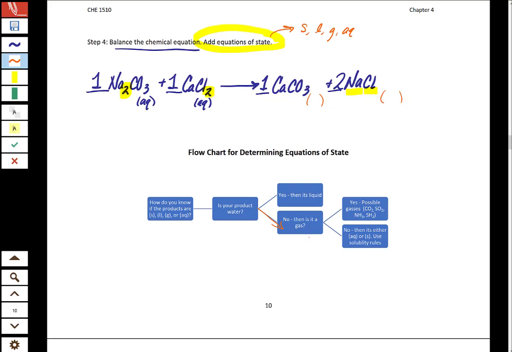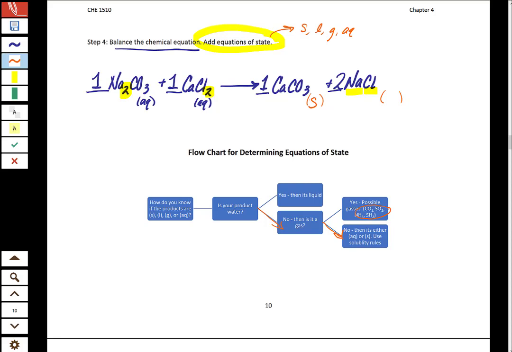Is it a gas? Here are the list of possible gases. CO2, SO2, NH3, and H2S. No, calcium carbonate is not one of those. Then we come here. That means it's either solid or aqueous, so we have to use the solubility rules. So when we use the solubility rules, carbonates tend to form insoluble compounds. Calcium is not an exception, so that is going to be a solid.